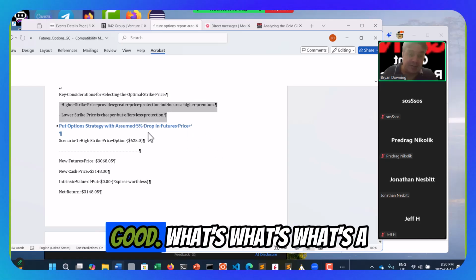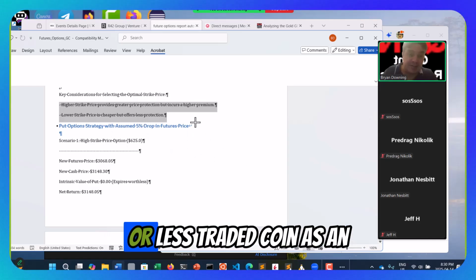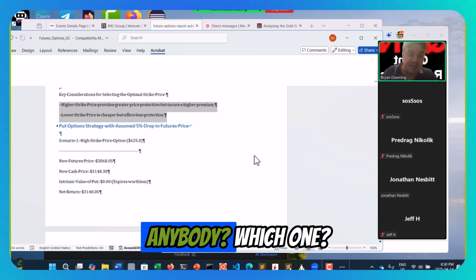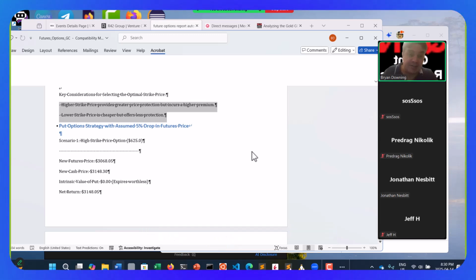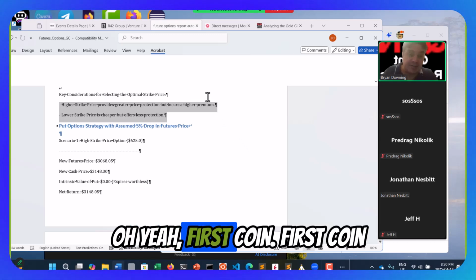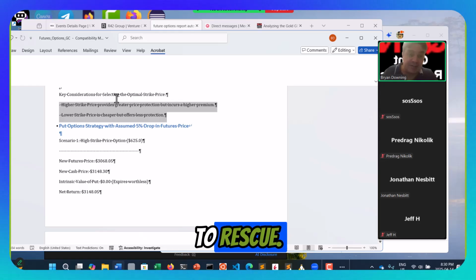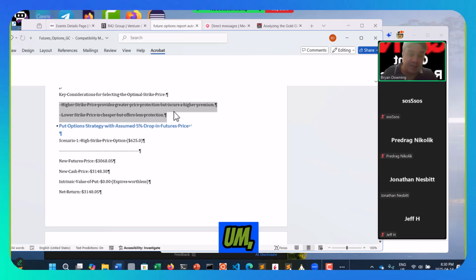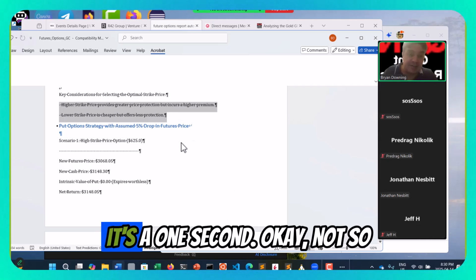What's a more less traded coin as an example? Anybody? Which one? Oh, Fartcoin. Yeah, Fartcoin. Fartcoin to the rescue. Okay, so now we're looking at it. They had some pretty good moves on the one second. Okay, lately, not so much.